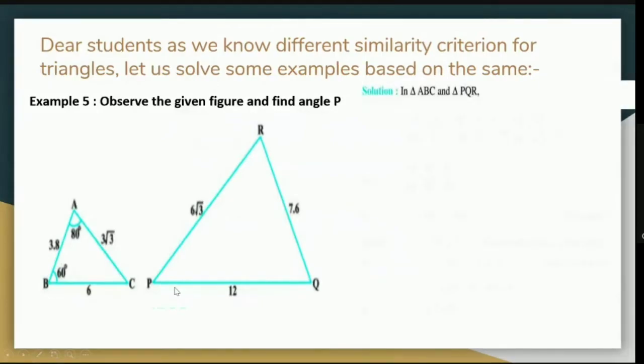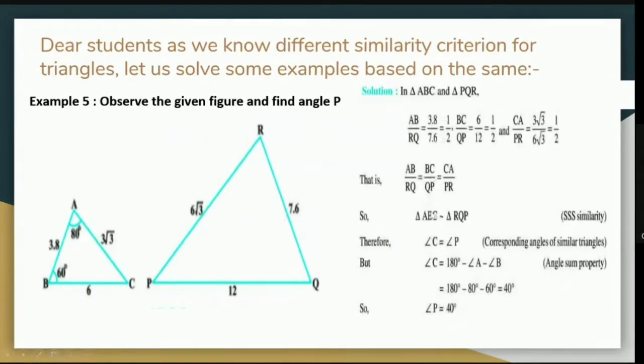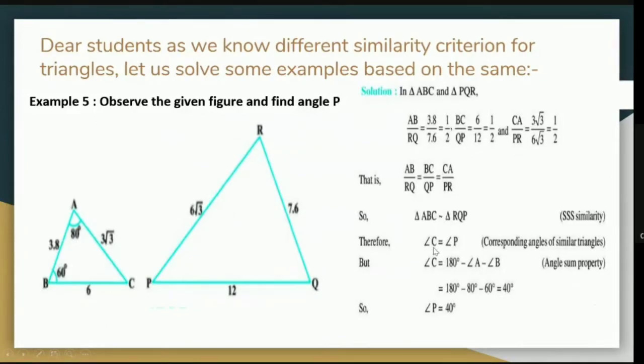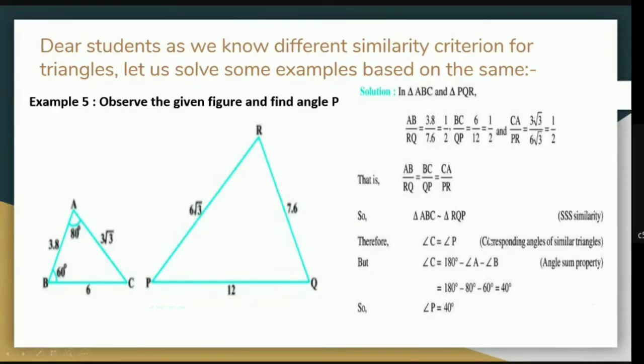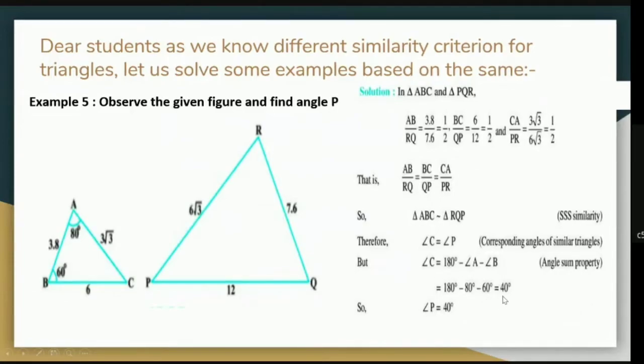It is done for you. The ratio is same. Thus, by the SSS similarity criterion, the triangles become similar. This is the symbol for similarity. When I say the triangles are similar, I use this symbol. Therefore, angle C is equal to angle P by the corresponding angles of similar triangles. You can write CPST, corresponding parts of similar triangles, the way we used to write CPCT, corresponding parts of congruent triangles. So by angle sum property, we can calculate the value of angle C, which comes out to be 40, and hence angle P is also equal to 40 degrees.